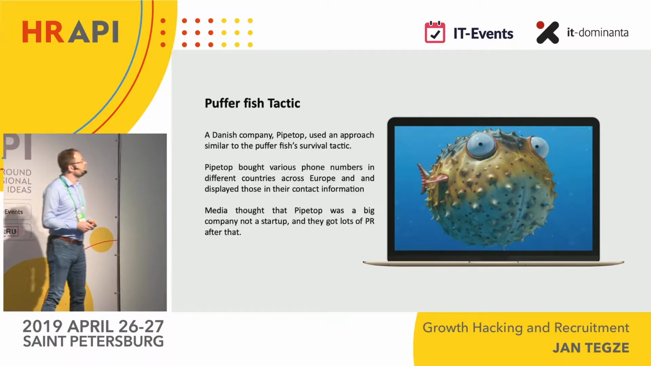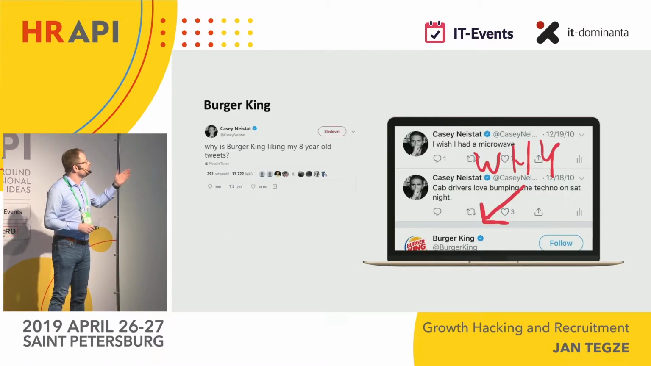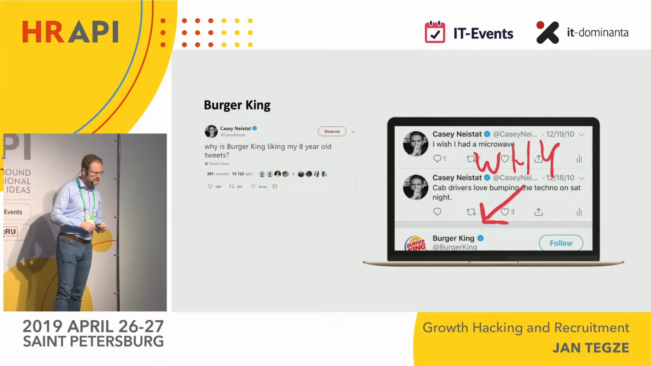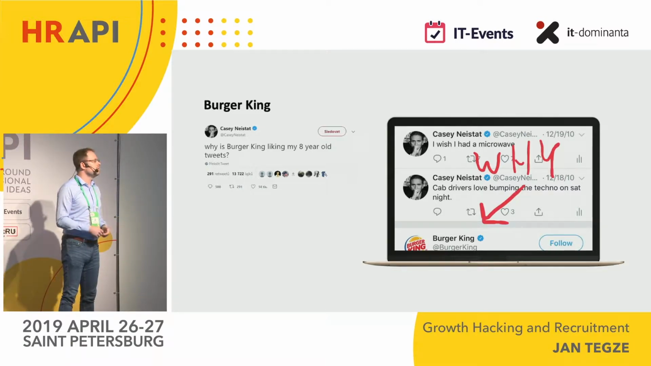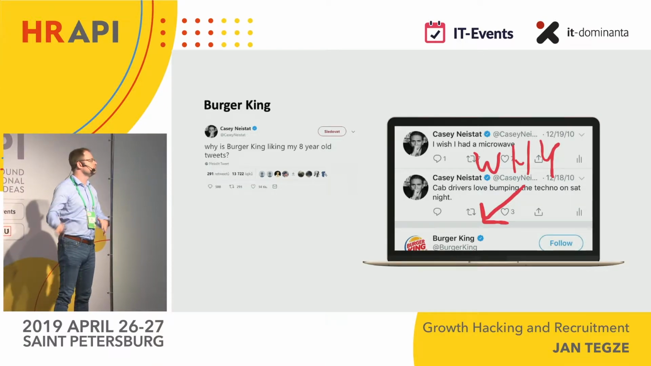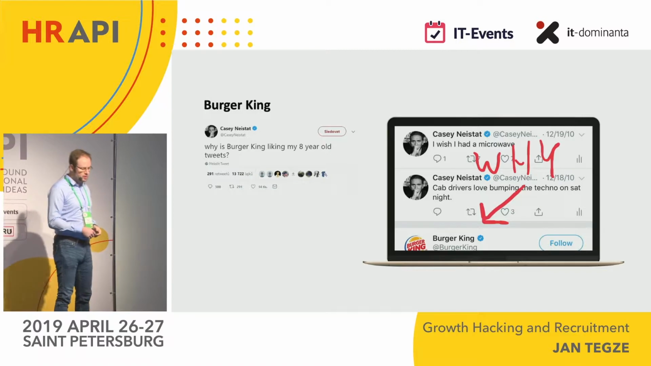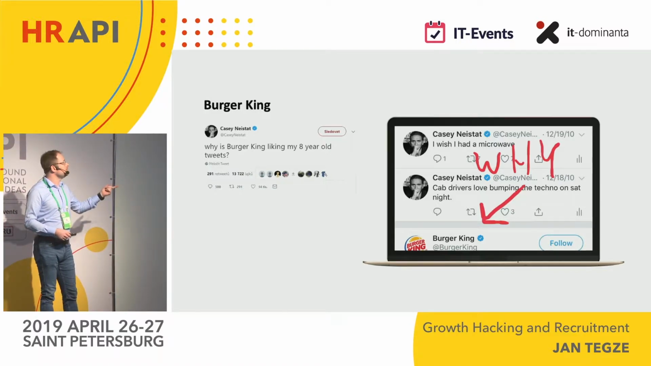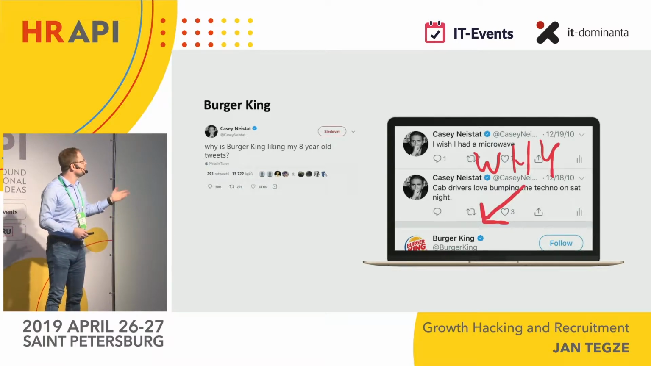The last growth hack that I saw on the internet that was quite good, and it was really clever, was from Burger King. Casey, and I'm not sure if I'm going to pronounce it correctly, Neistat. He is an influencer on the internet. He had a really amazing show on YouTube. He stopped doing that, went to Instagram. He's very popular also on Twitter. And recently, probably a month ago, he posted this picture and asked his audience on Twitter and somewhere else why Burger King is liking his old post from 2010.